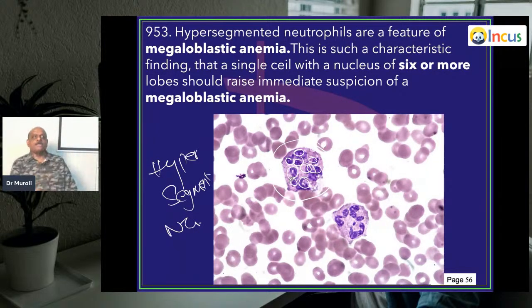Another thing, megaloblastic anemia patients have a very common clinical finding. You look at their knuckles, hyperpigmented knuckles will be there. Right? So don't immediately jump. So, hyperpigmented knuckles.